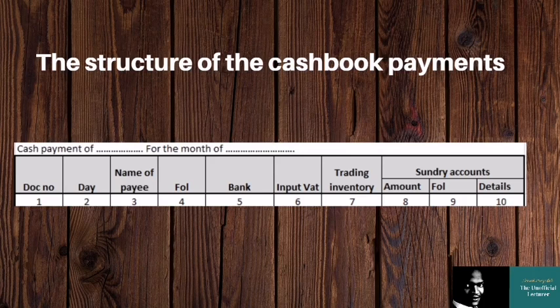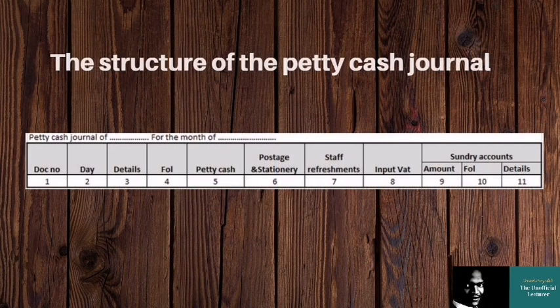Then from 6 until 7, which is your input VAT and your trading inventory, these columns between the main columns and the sundry columns can differ from one business to another, meaning that it's not a statutory rule that we must have input VAT as well as trading inventory. We can put anything there that we like, but for the sake of this example, we have decided to use input VAT as well as trading inventory. The sundry accounts work like any other sundry accounts. We use them for transactions that we cannot classify to any of the columns that we have here, so we will allocate that to sundry accounts.